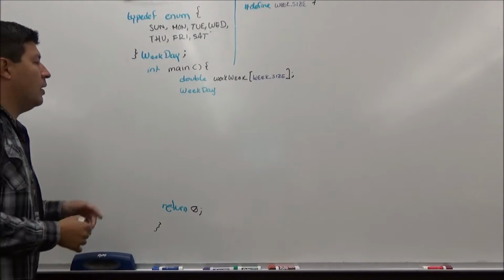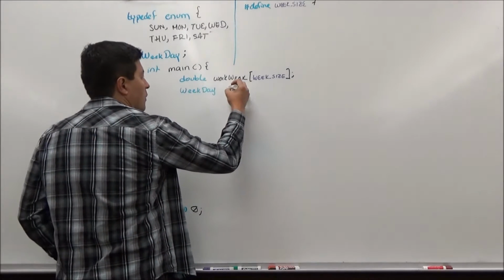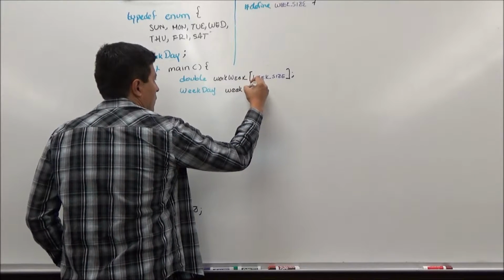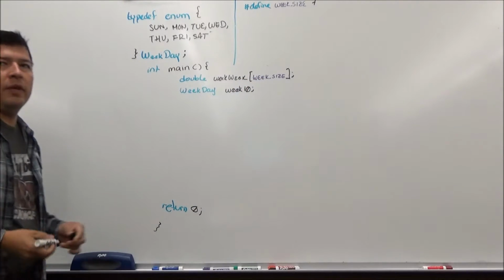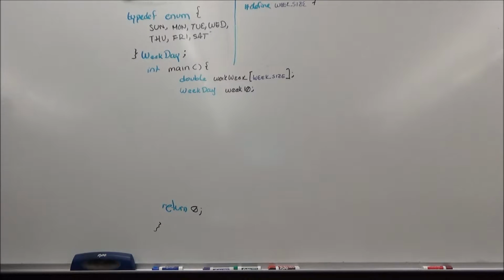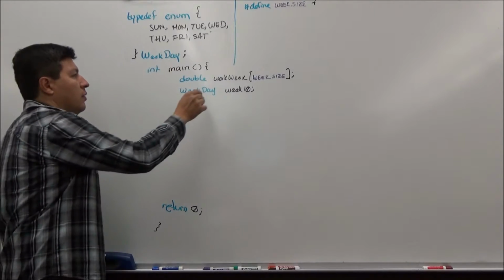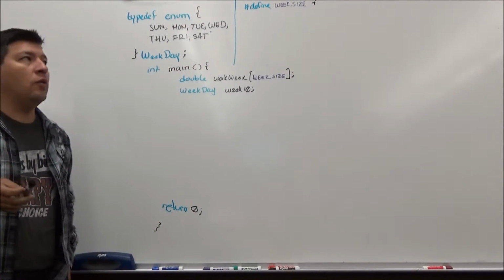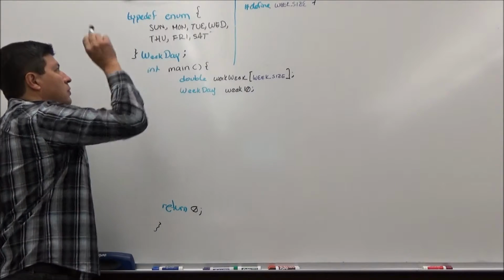And this, let's call it week 10, for instance. 10th week of the year or whatever. And now this becomes my own type that only allows these values.